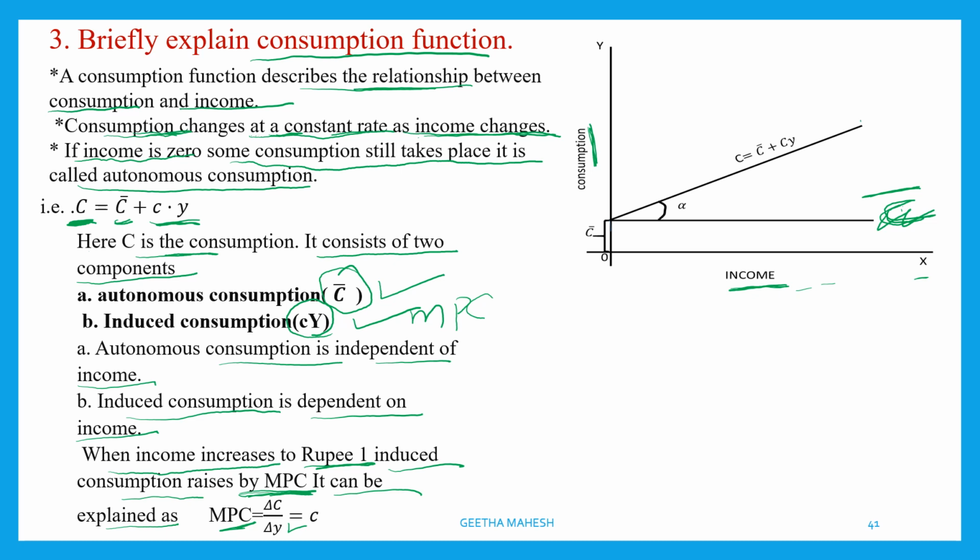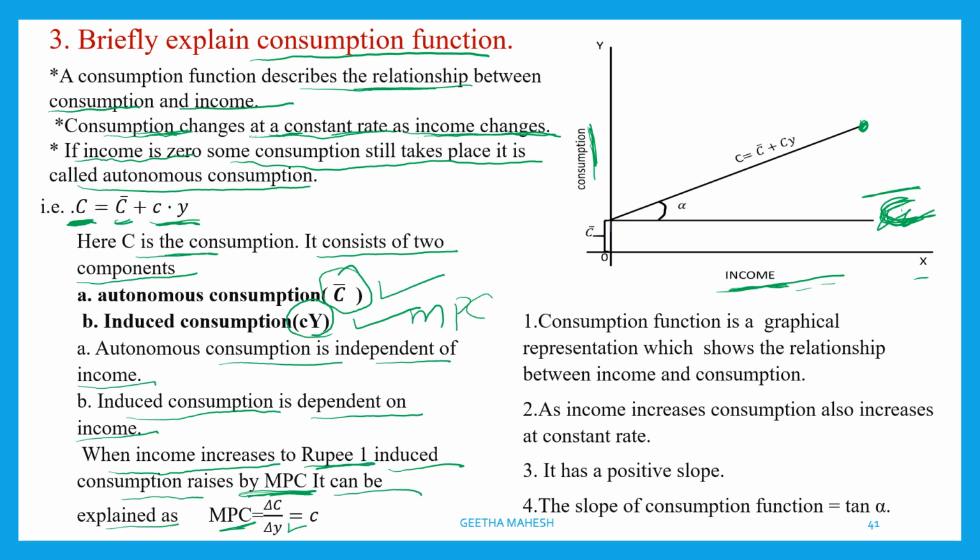But you can see here this one is induced plus autonomous consumption. Because of induced consumption, the consumption function slopes upward. That means as income increases, consumption also increases. So the consumption function is a graphical representation which shows the relationship between income and consumption. As income increases, consumption also increases at a constant rate. It has a positive slope. The slope of the consumption function is denoted by tan alpha.